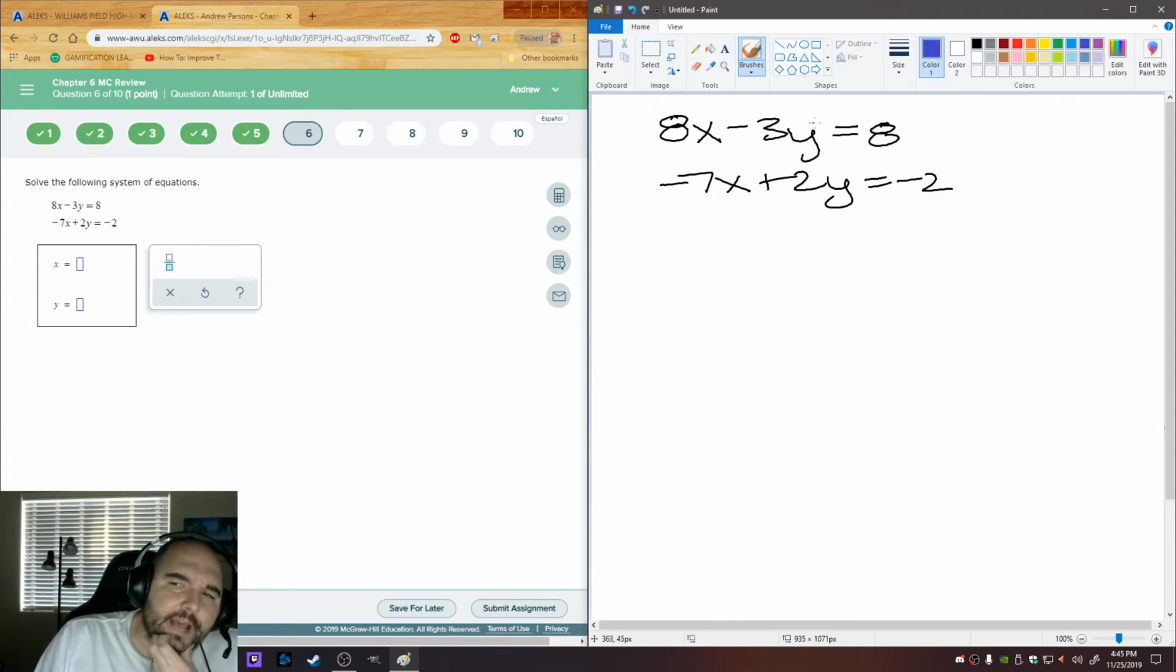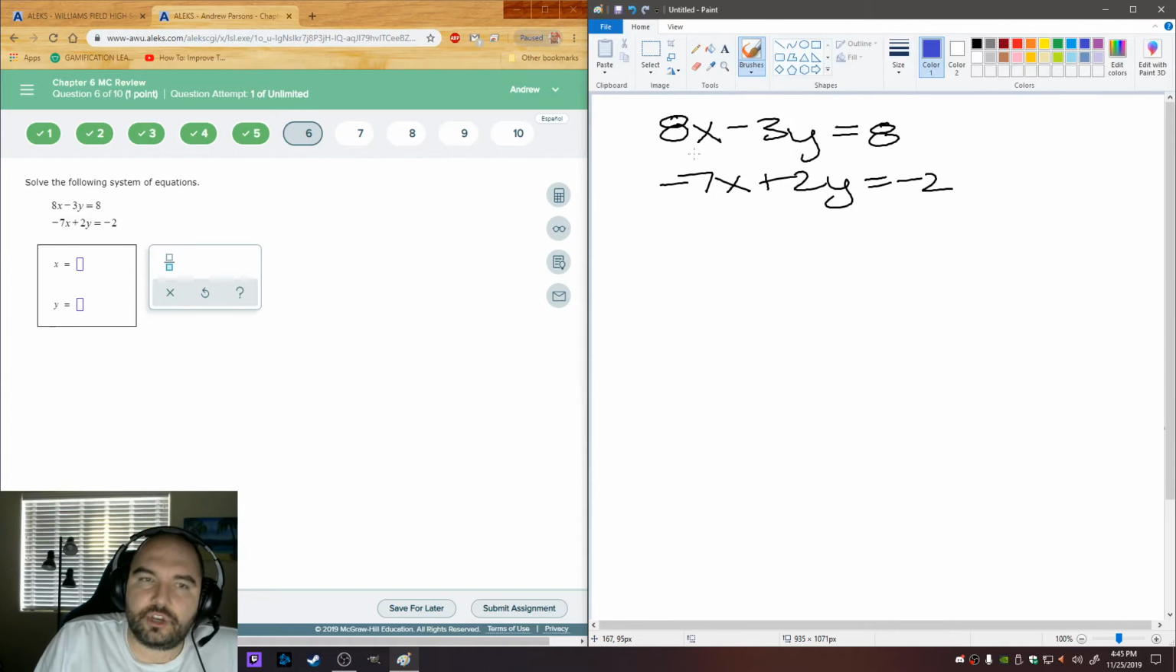So here's the deal. Last problem, I had stuff that canceled out, like 2 and negative 2. And then on my little medium example there, I made it 3 and negative 3. There's not opposite numbers here. We have 8 and 7. No, that doesn't cancel. And 3 and 2, and that doesn't cancel, right? So what you're going to have to do on these ones is multiply one or more of the equations.